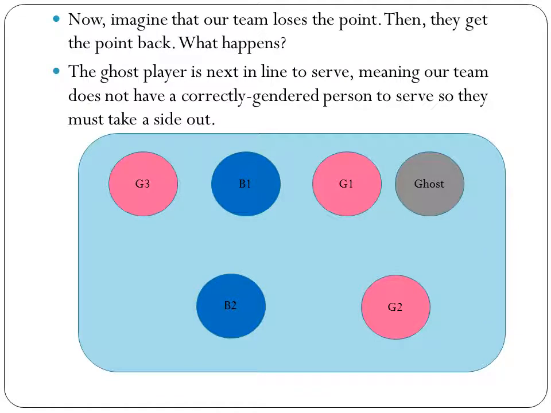Now imagine that our team loses the point and then we get the point back. We need to talk about what happens now. So we see that the ghost player is next in line to serve. This is what's going to happen when our team doesn't have a correctly gendered person to serve. This means we have to take a side out.